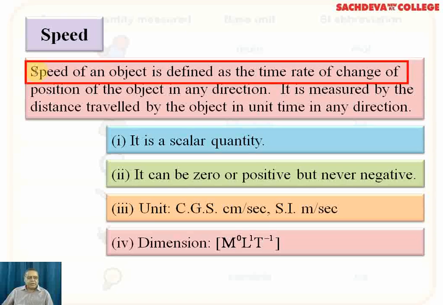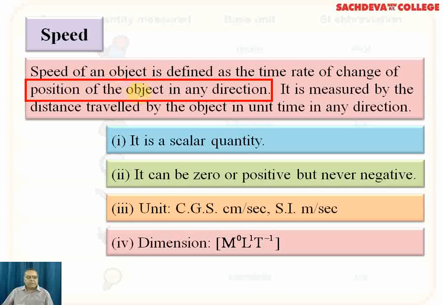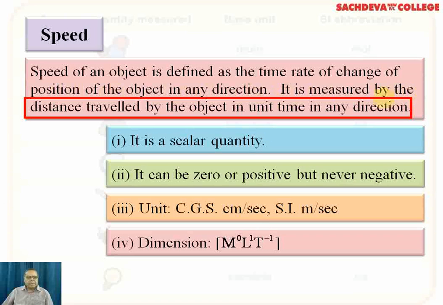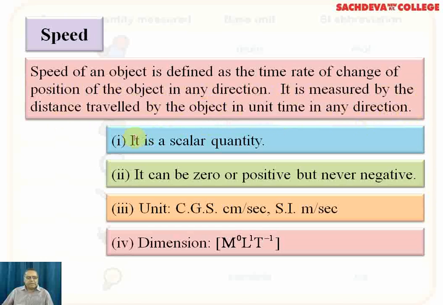So, speed of an object is defined as the time rate of change of position of an object in any direction. It is measured by distance traveled by the object in unit time in any direction. So in a nutshell, we can say that speed is defined as the rate of change of position in a given time, or otherwise distance covered per unit time. That is what the meaning of speed.